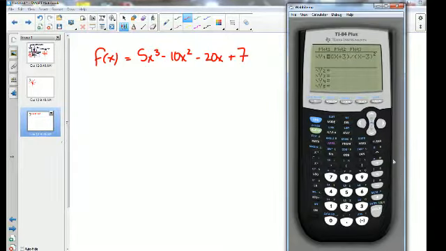It's a polynomial, so it should be 5x, and then you hit the caret key to the third, and then be careful because you're still in the exponent right now. You have to arrow out of it. Minus 10x squared, minus 20x, plus 7. So you have your polynomial in the calculator.